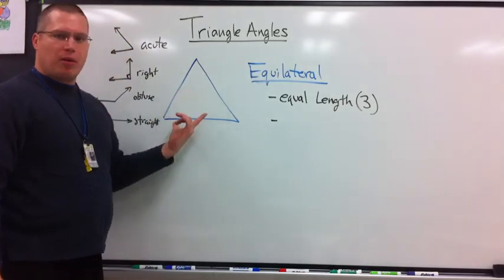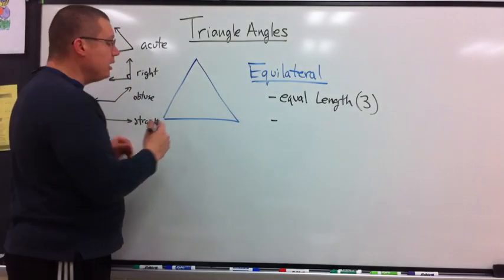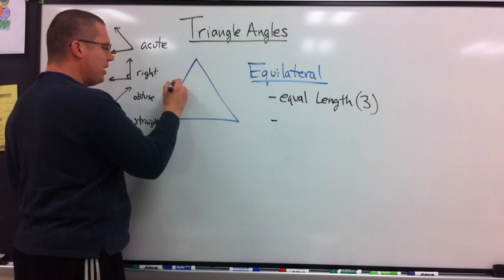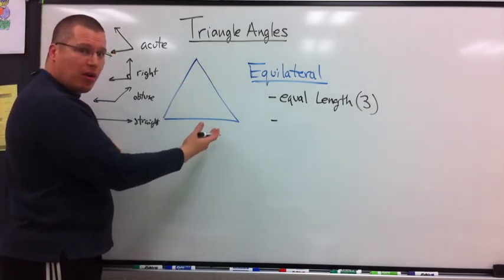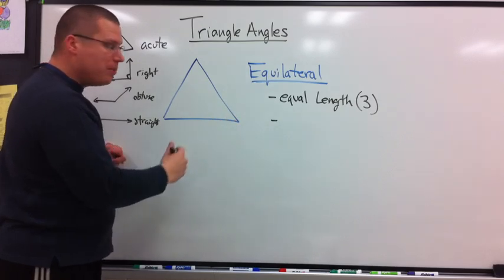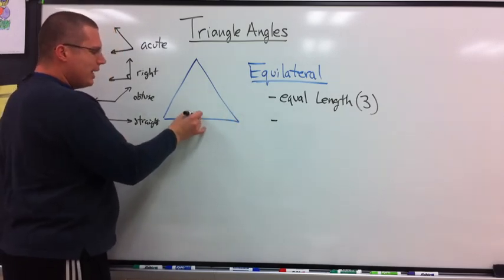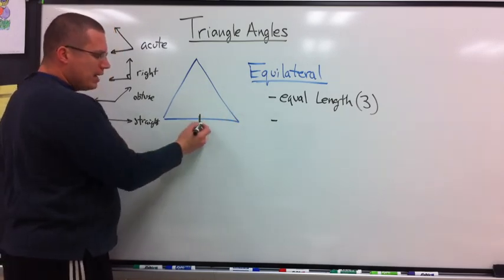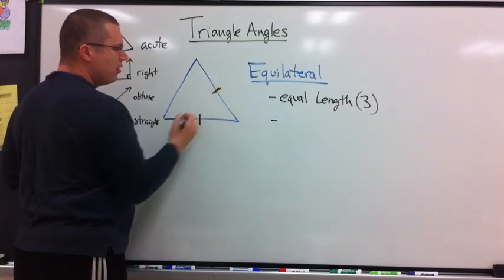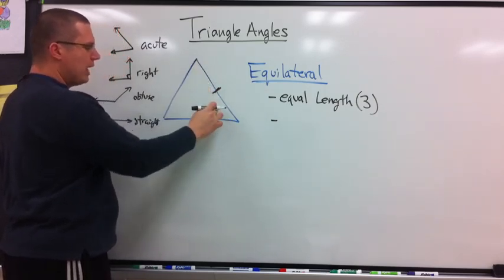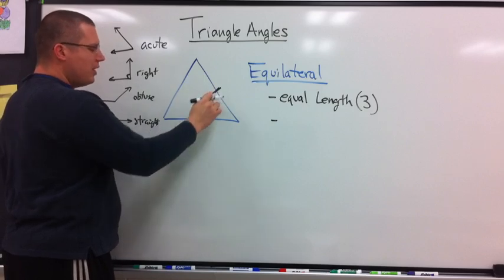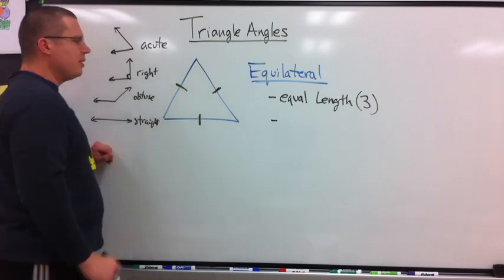Now, how can I show that they're all the same length? Yeah, I could measure it, or I could put a 10 here, a 10 here, and a 10 here. What if I don't know the number? How do I show that they're all congruent? Remember, congruent means equal. What if I put a dash here? I can take that same dash and put it here. This dash is congruent to this dash. That side congruent to that side. If these two sides are equal, so is this side.